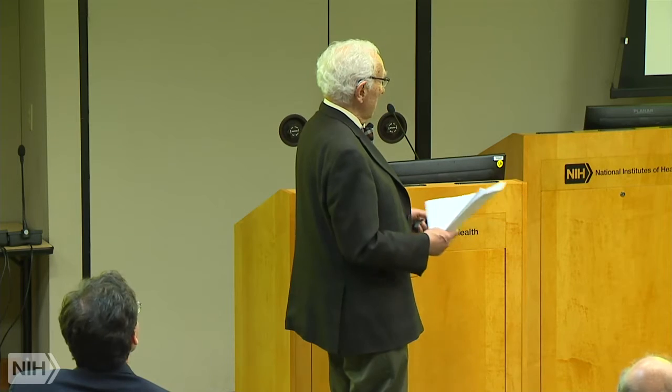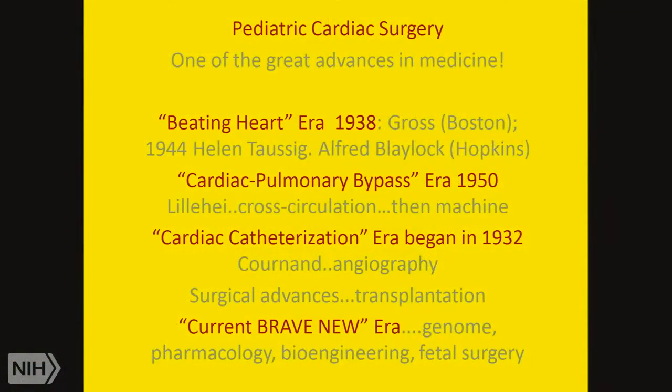And then came the era when you could quiet the heart by generating techniques to bypass. In other words, operate on a heart that wasn't actually beating. And that initially was cross-circulation, and then machines were developed. And then the era that began with Cournand and the Nobel Prize in the 1950s of being able to catheterize the heart and measure blood supply and everything else. Surgical advances, including transplantation and other techniques. And then here we are in what I would call the brave new era, which is the bridging of genomics, development of pharmacologic approaches to treatment of congenital heart disease and other disease, the incredible input of bioengineering, which you'll hear about from Bob Lederman, and even the possibilities of considering surgery in a fetus. But these are things that will be presented and hopefully stimulate your interest.